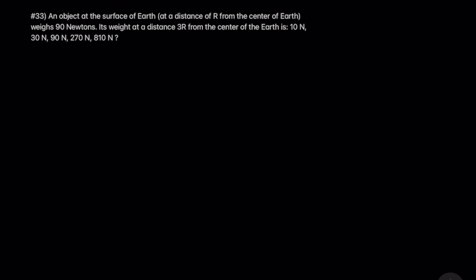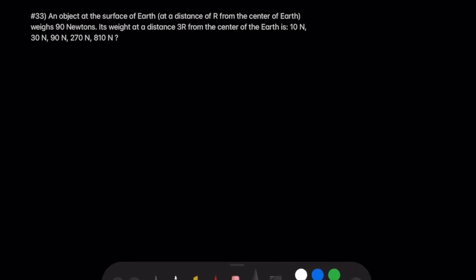In this next problem, we are given that an object at the surface of Earth at a distance of r from the center of the Earth weighs 90 newtons. Its weight at a distance of 3r from the center of the Earth is... And then we're given a bunch of different choices. So there's a really quick way that we can do this, and then there's kind of the long way to do it.